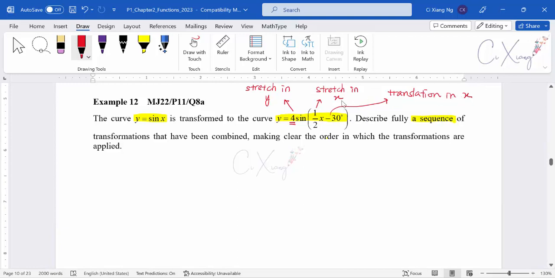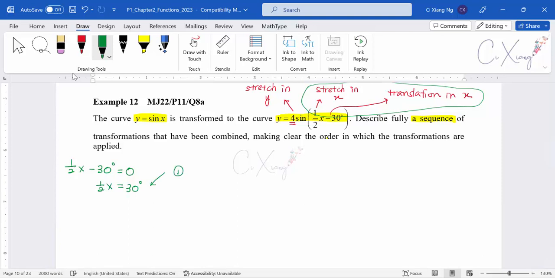Therefore, before you list out the transformation sequence, you should be very aware which order comes first. From here you can see very clearly that we have two transformations in x, so we need to deal very carefully with the transformations in x first. If I take half x minus 30 degrees and let it equal 0, the first step is to move the 30 degrees to the right hand side. So in x direction, the first transformation is a translation to the right hand side by 30 degrees.